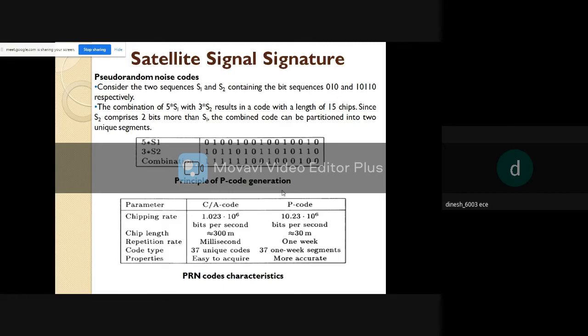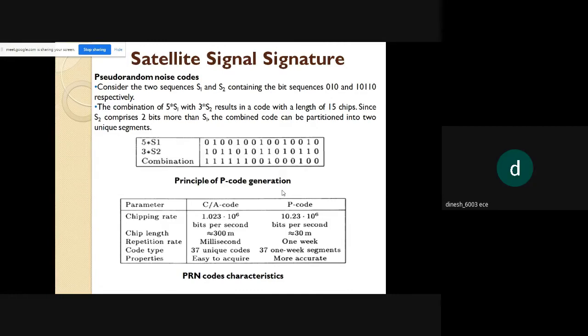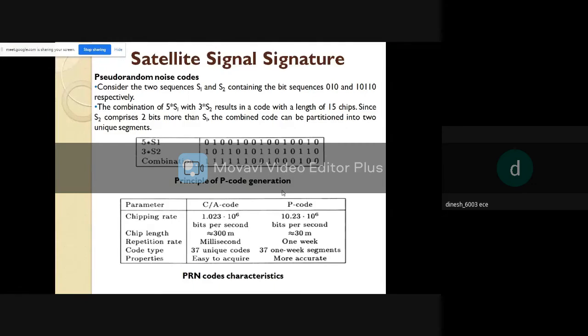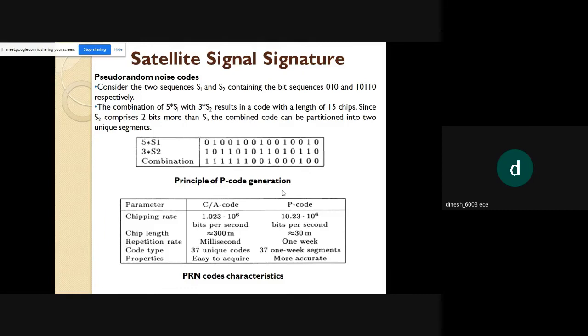Next are the PRN code characteristics of both the CA code and the P code. The chip rate for CA codes is 1.023 megahertz, that is 1.023 × 10^6 bits per second. The chip length is approximately 300 meters, and the repetition rate is every millisecond, with 37 unique codes that are easy to access.